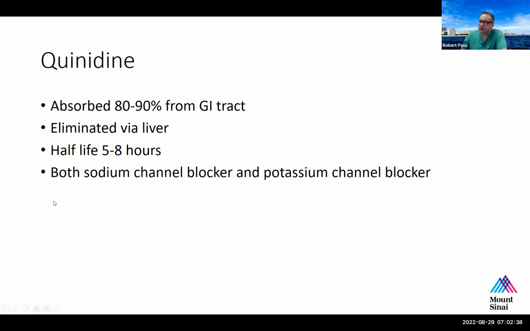So quinidine, which is very rarely prescribed in the present era, is absorbed 80 to 90% from the GI tract. It's eliminated via the liver. It has a half-life of about 5 to 8 hours. And as is the case with most 1A agents, it is both a sodium channel blocking agent as well as a potassium channel blocking agent. It's a fairly potent arrhythmia medicine.